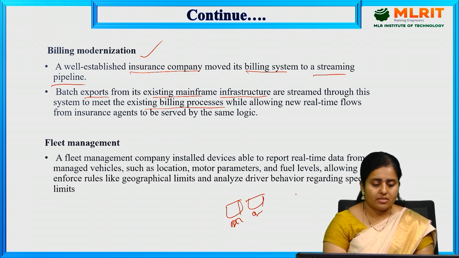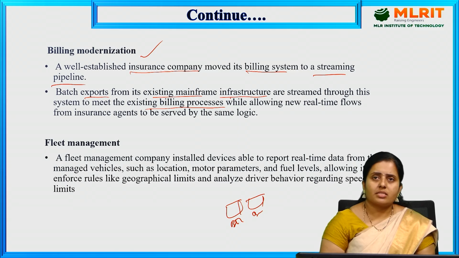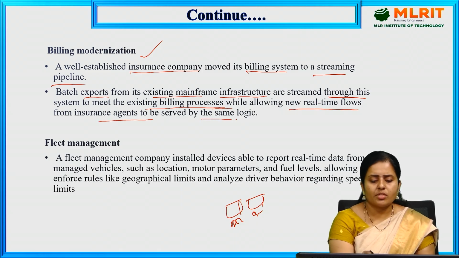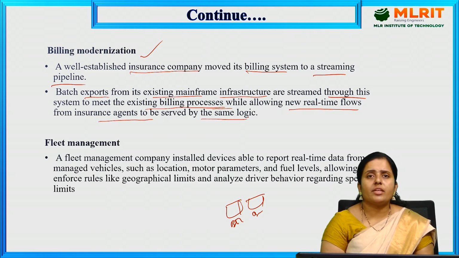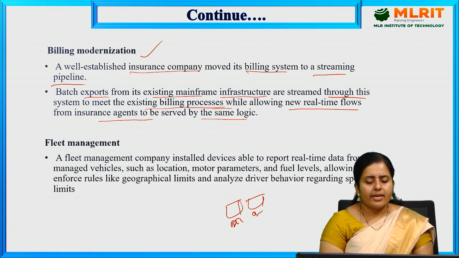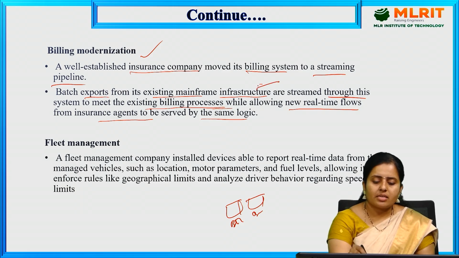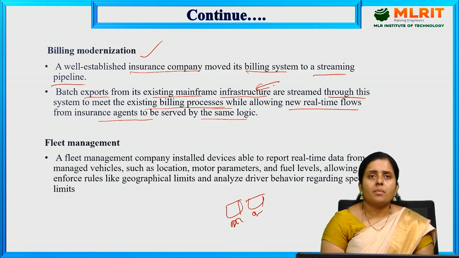Those batches are from existing infrastructure. Those are streamed through the system for billing processes, while allowing new real-time flows from insurance agents to be served by the same logic. If any new agent is added to that particular service, that new data is automatically streamed to the existing infrastructure by using a stream processing pipeline.